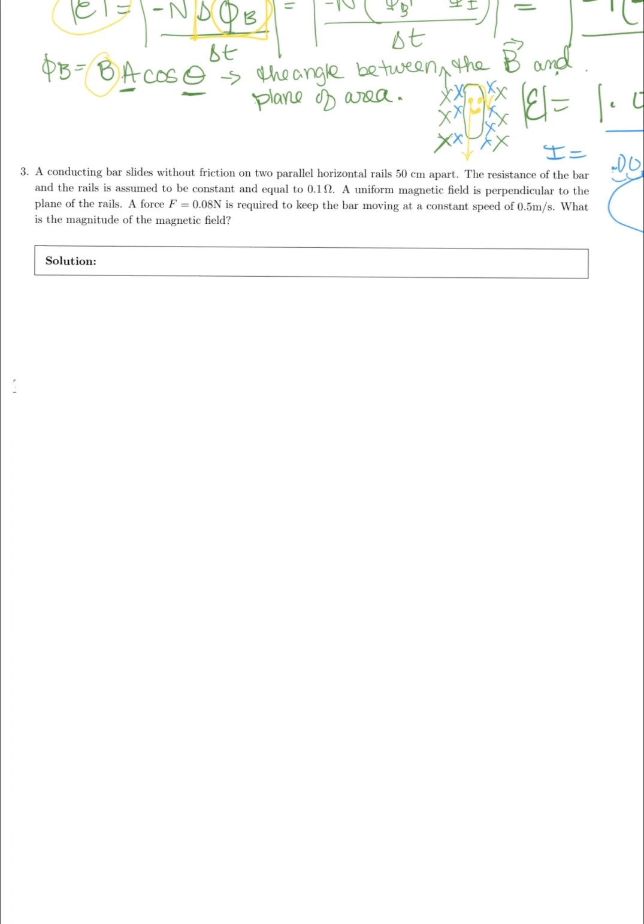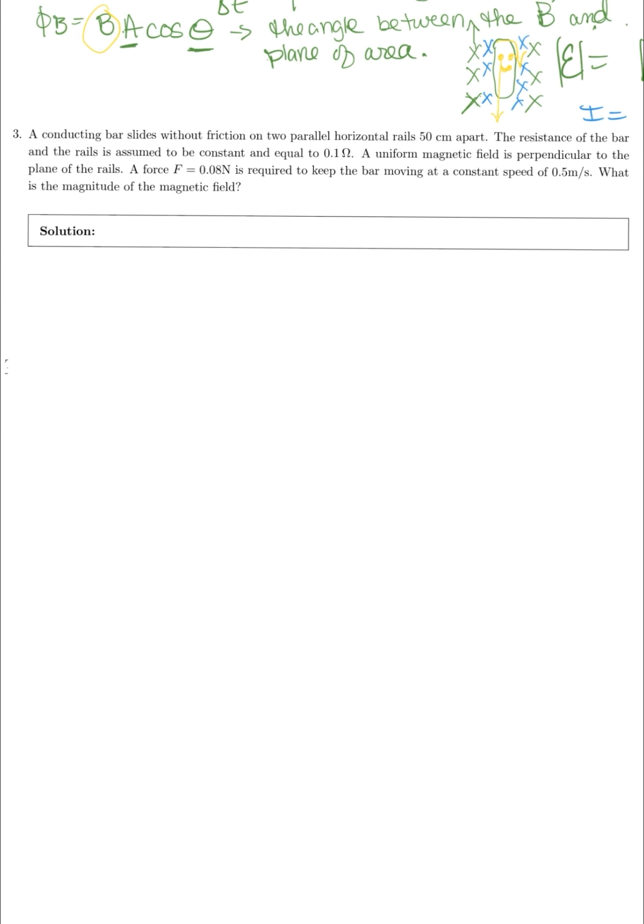Okay. All right, here it says, a conducting bar slides without friction on two parallel horizontal rails 50 centimeters apart. The resistance of the bar and the rails is assumed to be constant and equal to 0.1 ohms. A uniform magnetic field is perpendicular to the plane of the rails. A force of 0.08 newtons is required to keep the bar moving at a constant speed of 0.5 meters per second. What is the magnitude of the magnetic field? Okay, so we have a few things going on.